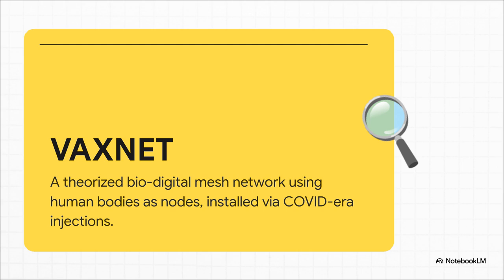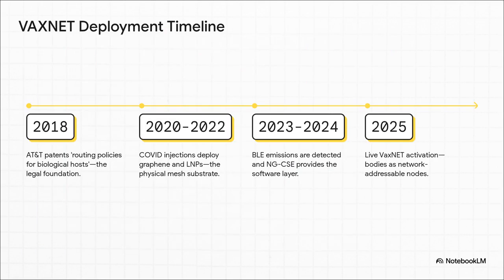And in this theory, human bodies themselves are the nodes in the network. The idea is that this is made possible by some kind of injectable technology. They call it a hydrogel substrate that allows the body to send out these Bluetooth signals that the scanner is designed to pick up. And this whole theory is laid out on a very specific timeline.